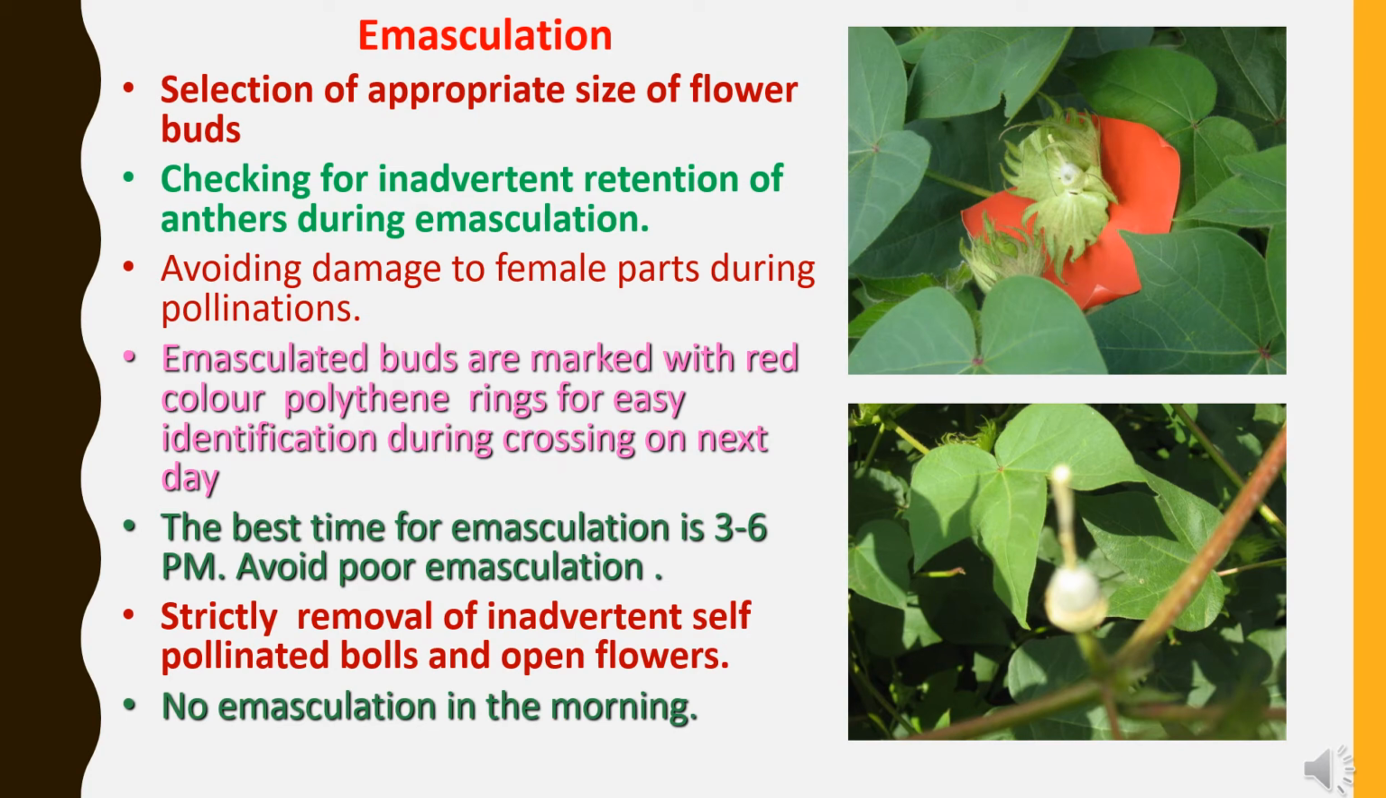During the emasculation process, certain precautions are needed. There should be selection of appropriate size of flower bud, checking for inadvertent retention of anthers during emasculation. There should not be anther particles left on the stigma, avoiding damage to female parts during pollination. Emasculated buds are marked with red color polythene rings for easy identification during crossing at the next stage.